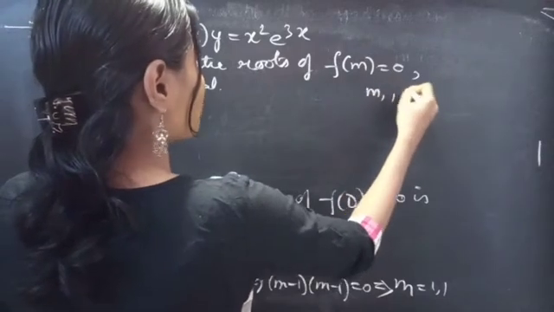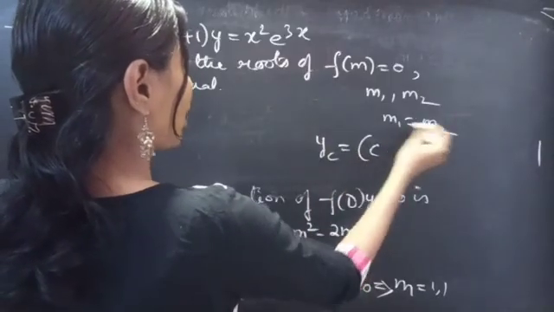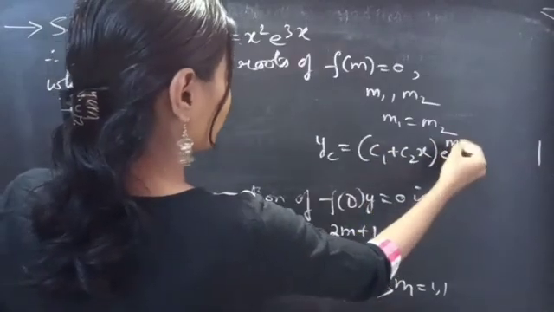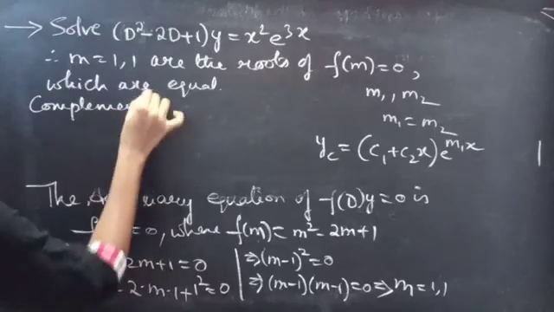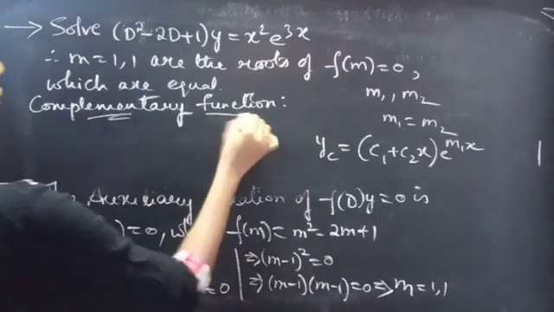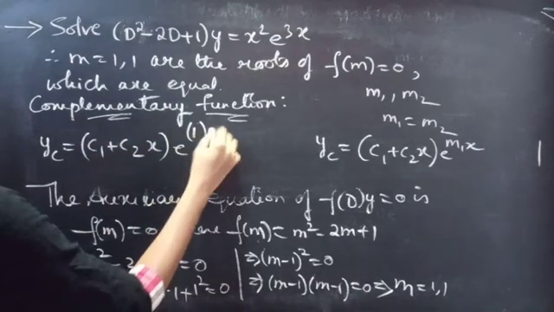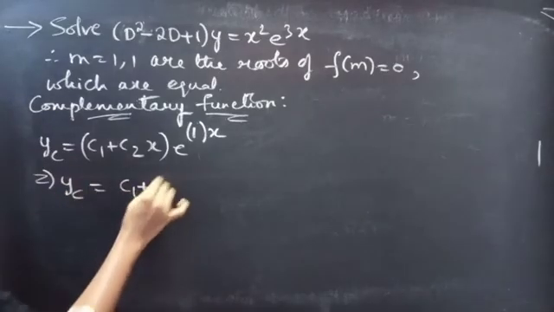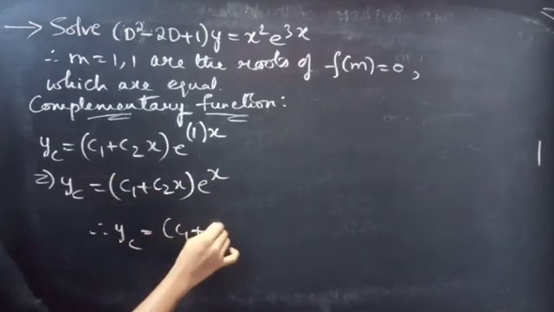When two roots, say m1 and m2, are equal, that is m1 = m2, then we can write yc as, since we are having two equal roots, we'll get two terms under brackets into e^(equal root into x). Now our complementary function looks like yc = (c1 + c2x) e^(equal root into x). Then yc = (c1 + c2x) e^x. Therefore, our required complementary function is this.